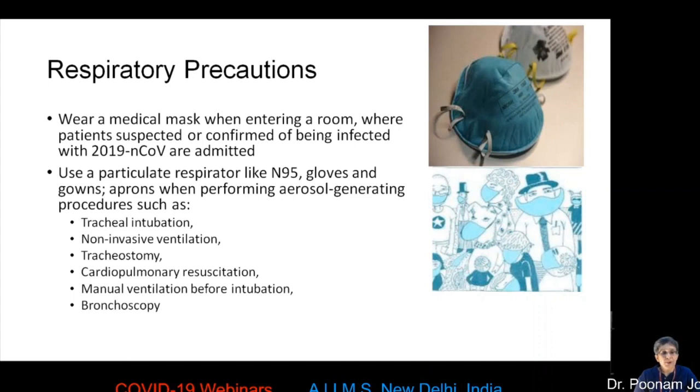Then there are transmission-based precautions to be observed. They are mainly of 2 types: respiratory precautions and contact precautions. Respiratory precautions, let us discuss in detail how we can ensure them. Wear a medical mask while entering a room where patients suspected or confirmed of being infected with COVID-19 are admitted. Use a particulate respirator like N95, gloves, gowns and aprons when performing aerosol-generating procedures such as tracheal intubation, non-invasive ventilation, tracheostomy, cardiopulmonary resuscitation, manual ventilation before intubation, and while assisting with bronchoscopy.